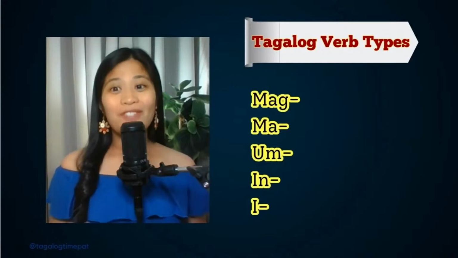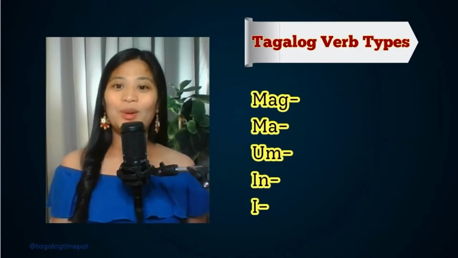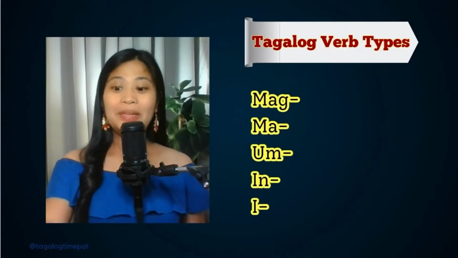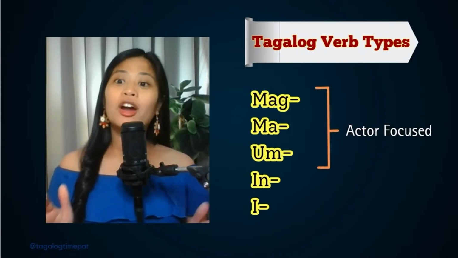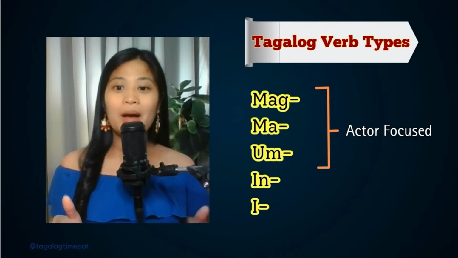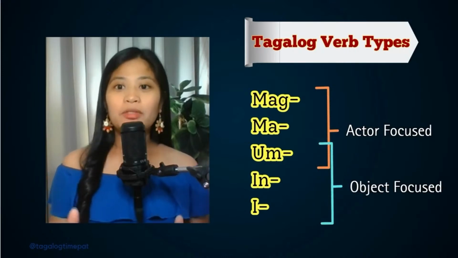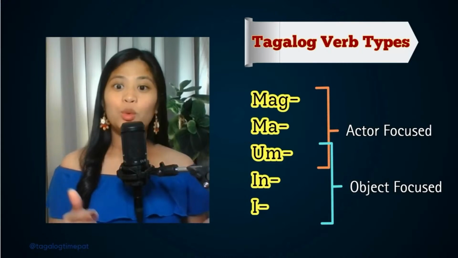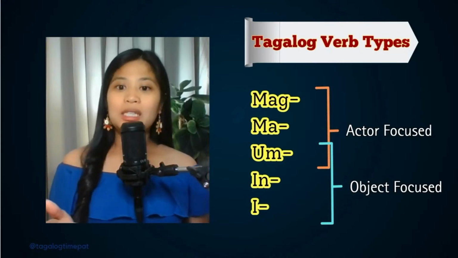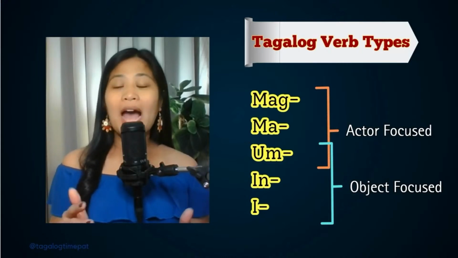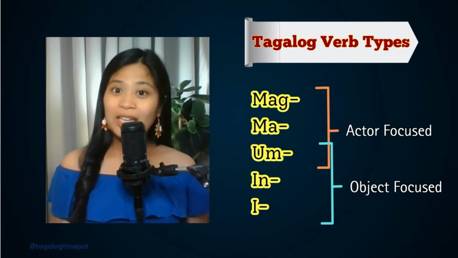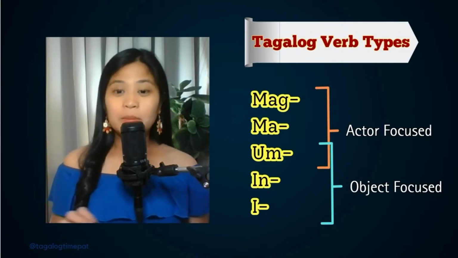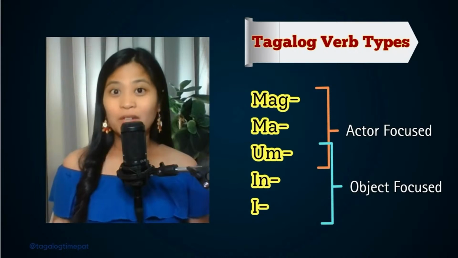Alrighty, so there are 5 main Tagalog verb types in Tagalog: mag, ma, in, and e verbs. And what makes them different is that some are actor-focused, like mag, ma, and some of these verbs are object-focused, like in, and e. So you can see that the verbs, some of them can be actor or object-focused, depending on the context of the sentence. And again, in lesson 3, I go over which types of verbs can be actor or object focused.